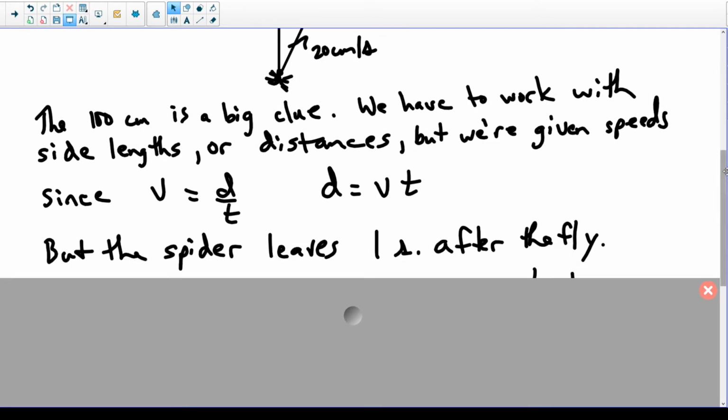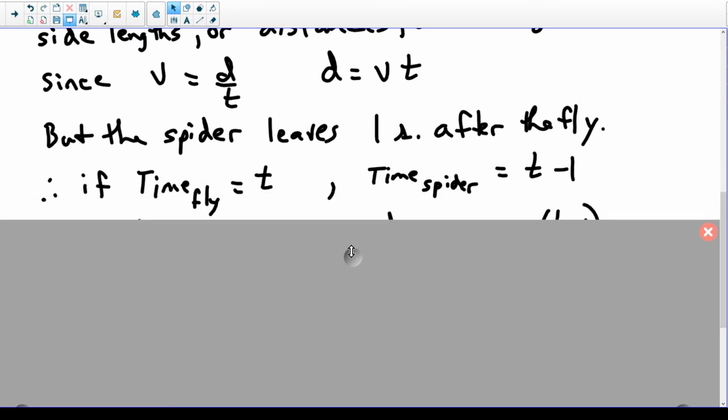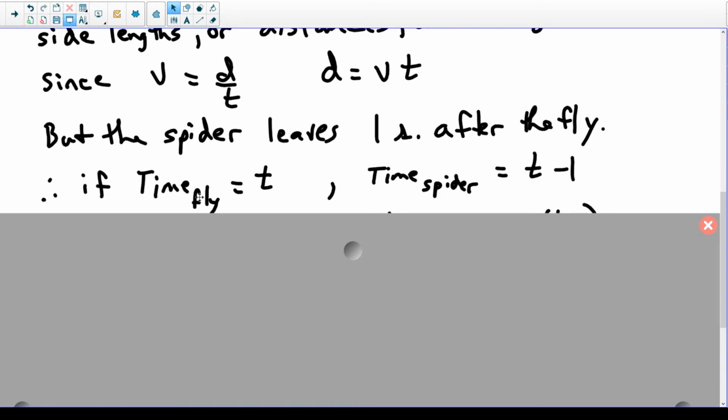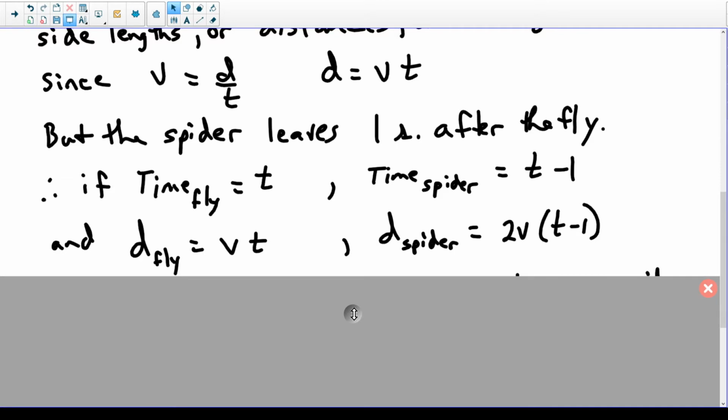But the spider leaves 1 second after the fly. So how do we put that into the expressions? Well, what I did is I called the time for the fly t, and I said if the spider is leaving, exactly, chat, if the spider is leaving 1 second after, that's t minus 1. Okay, the time of the fly minus 1. So that relates the two times of the two insects together. Oh, one of them's arachnid, sorry.